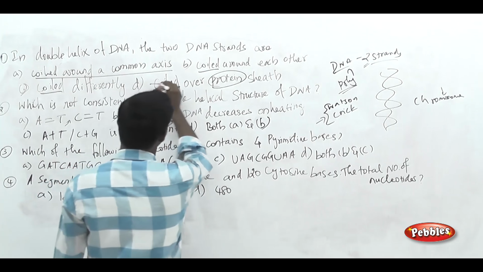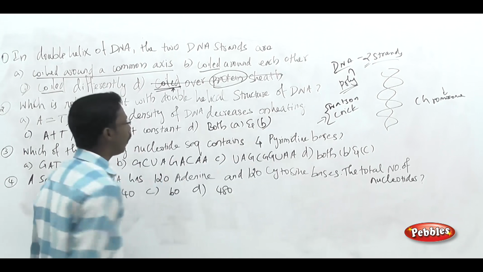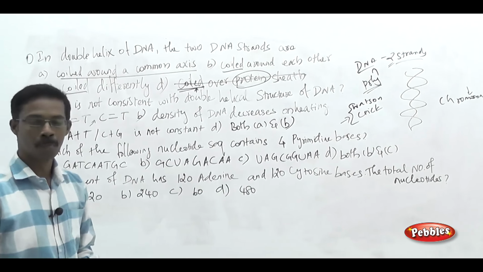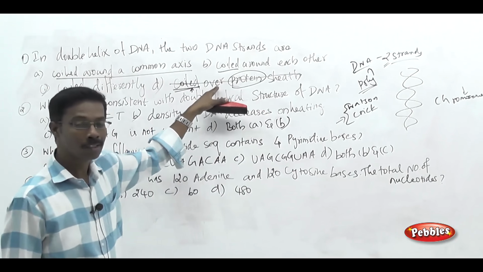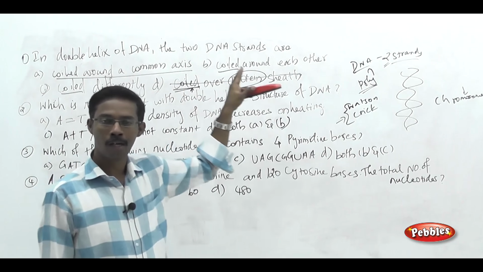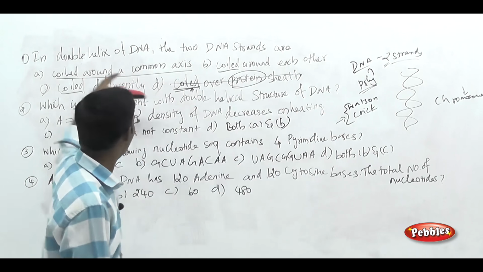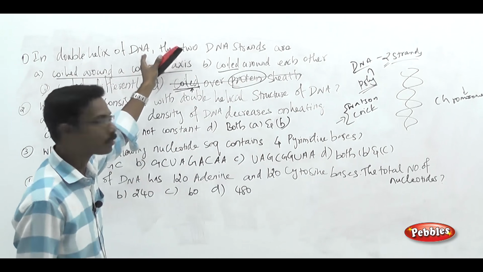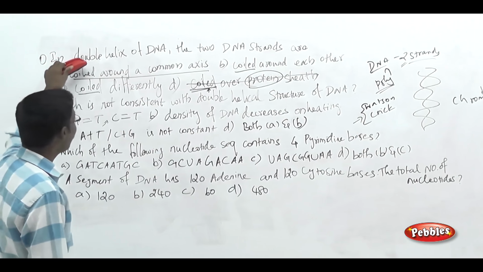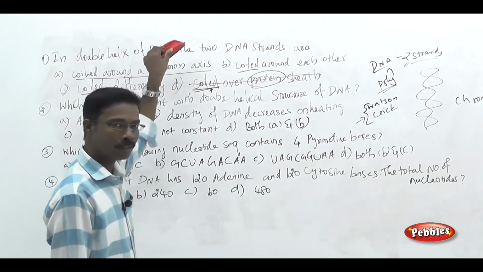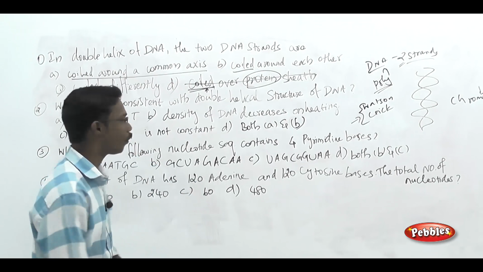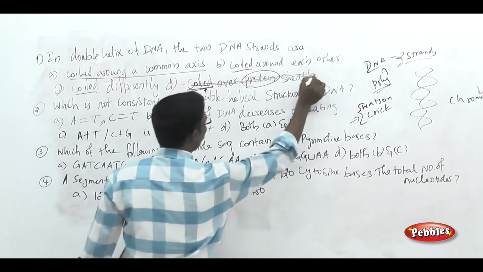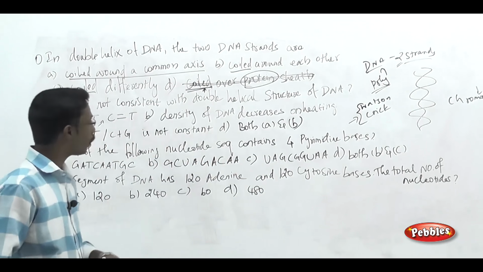So you can easily eliminate the fourth choice. Coiled over a protein sheath is the wrong answer. This is correct only in the case of nucleosomes, chromatin and chromosomes. Over here we are talking about only the DNA structure. See the question again: in the double helix of DNA, they are talking about only the DNA structure. So just eliminate the protein sheath covering.